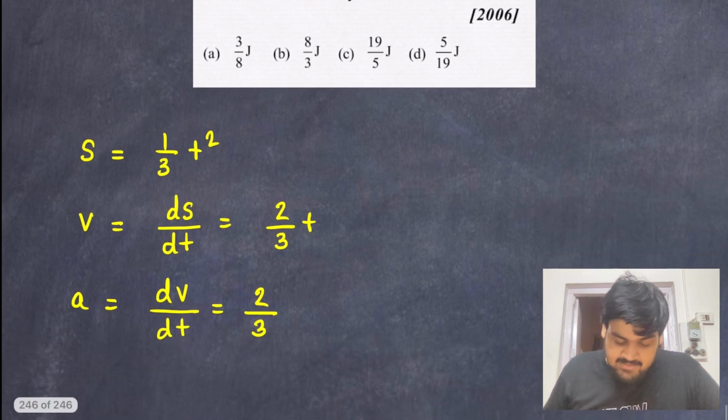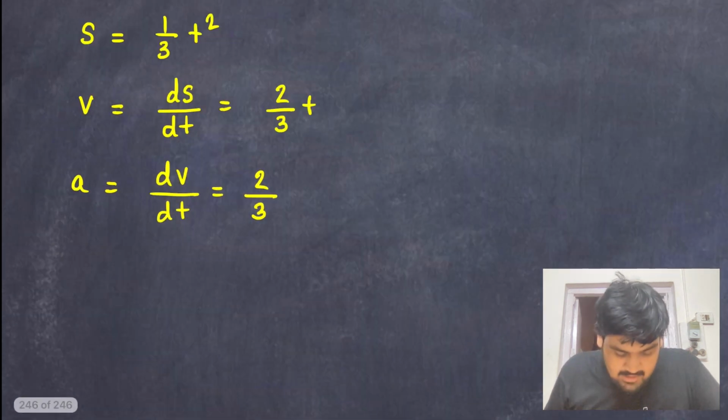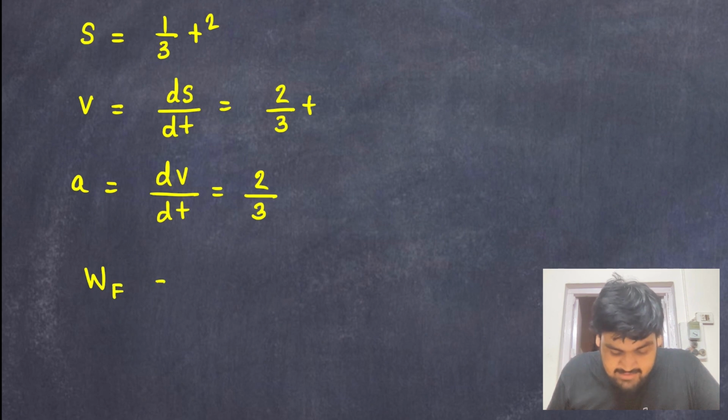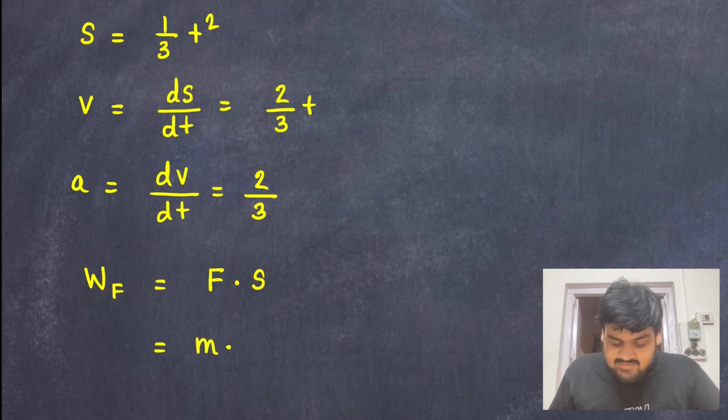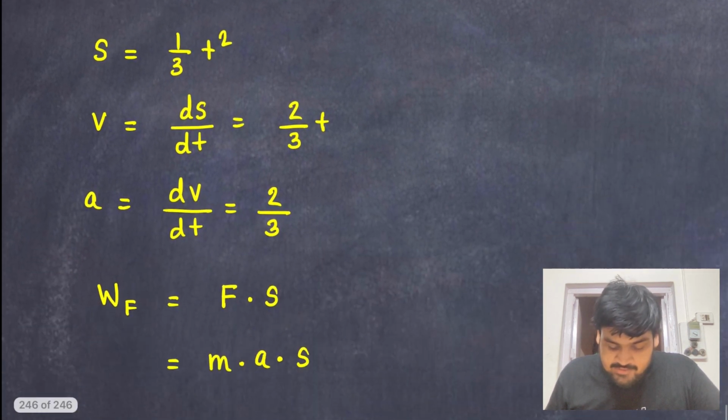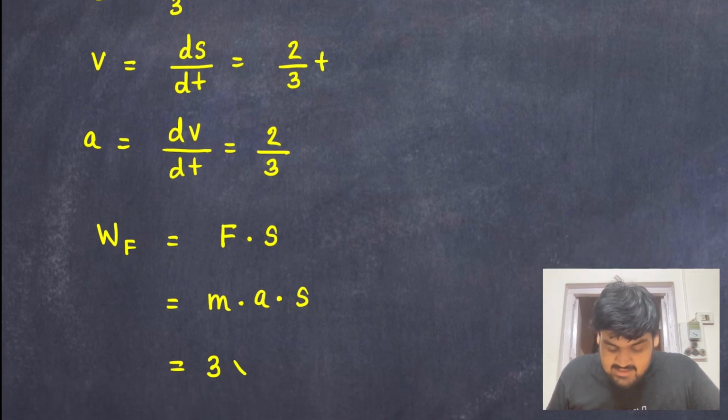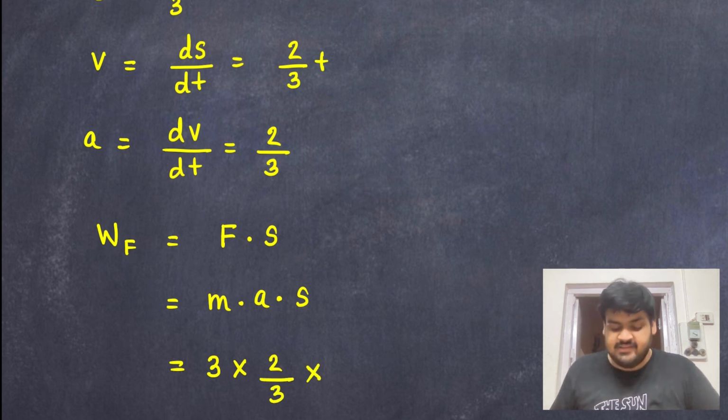Okay, so over here work done by the force will be nothing but force into displacement. Right? So over here the force can be written as mass into acceleration, right? Mass into acceleration into displacement. So over here what is the mass of the body? The mass of the body is given to be 3 kg, right? Now what is the acceleration of the body? Constant acceleration, that is 2 by 3 meter per second square into displacement.